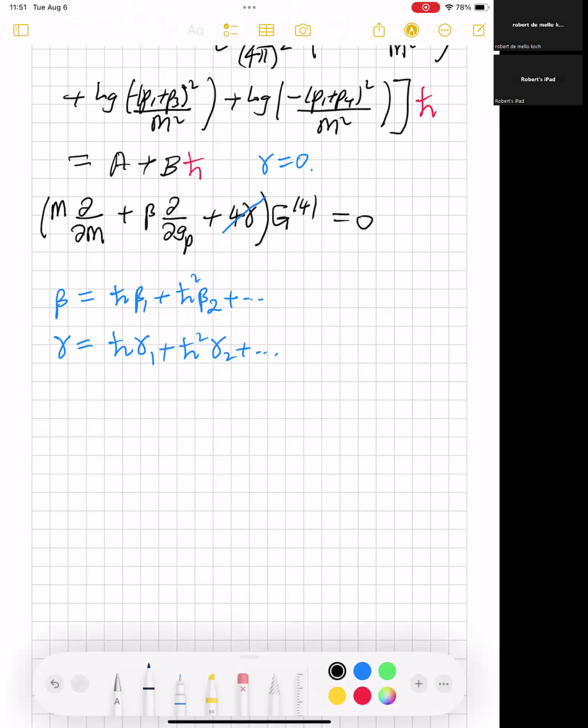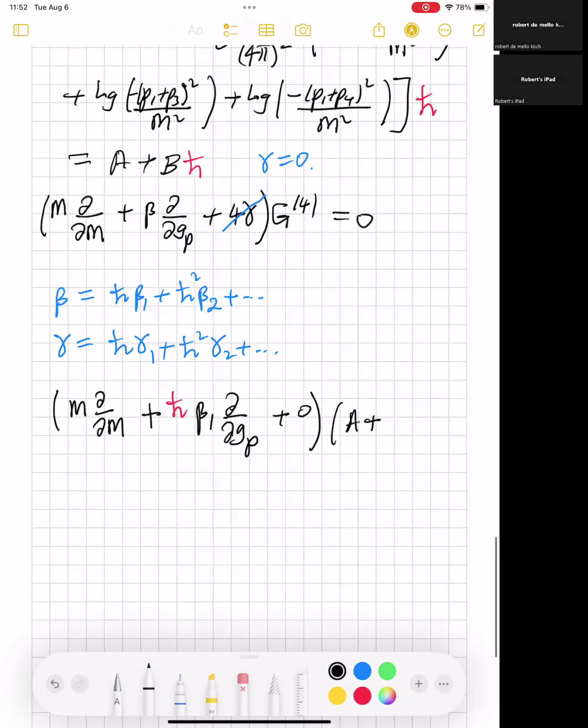So now let's see what Callan-Symanzik would tell us. So we'll have m d by dm, and the thing that I'm specifically interested in doing is getting the h bars right. So we'll have h bar, we will have beta 1. This calculation is only going to fix the one loop contribution to the beta function, as you would expect. The derivative of the physical coupling, plus 4 gamma, well, we can write plus 0 if you like. And then for G4, we can write A plus B, and there will be an h bar, okay? And this should be equal to 0.